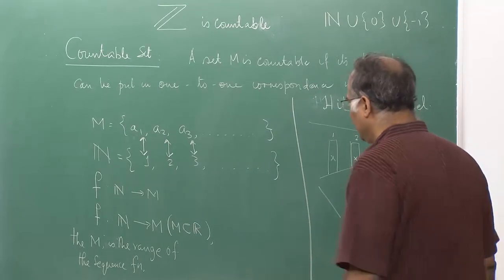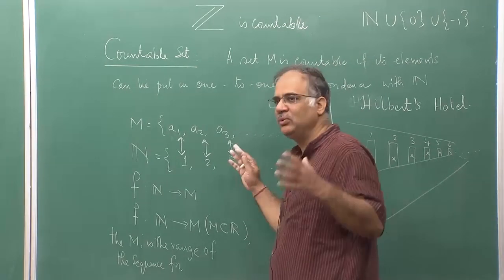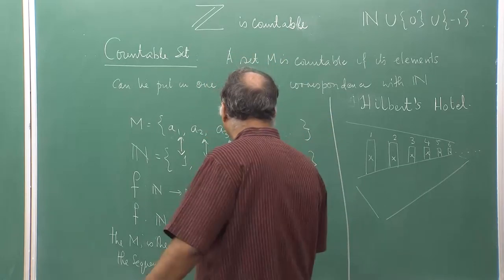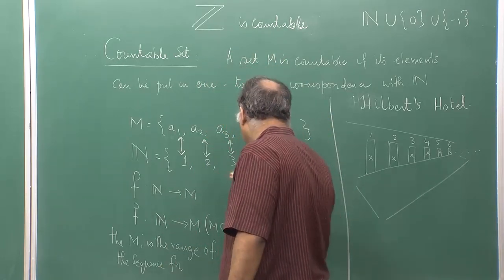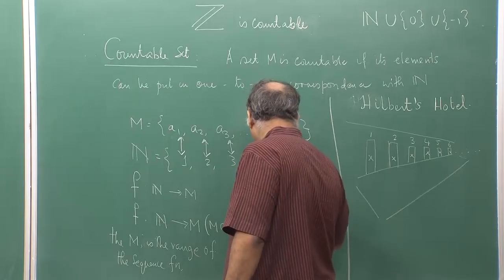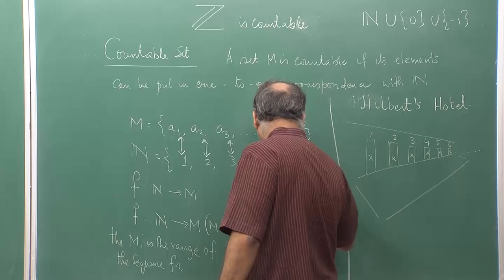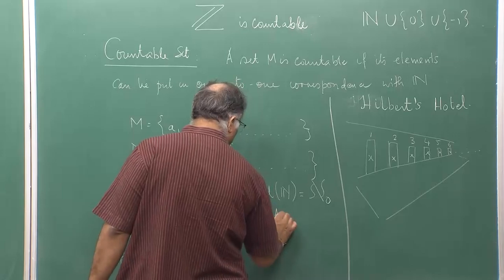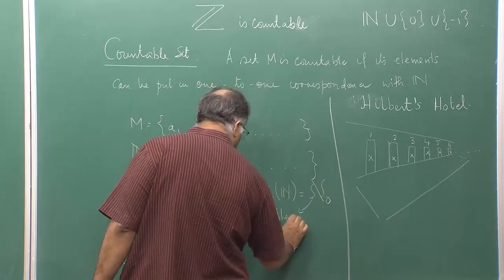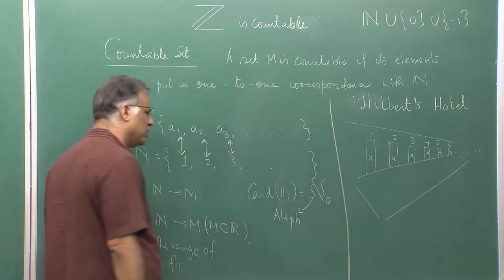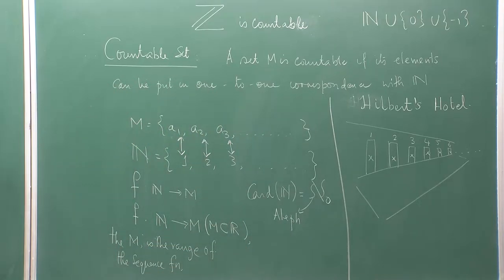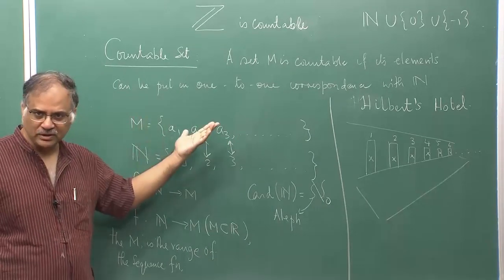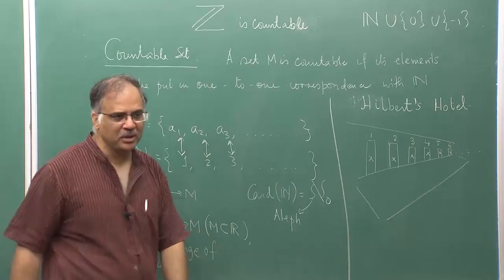He asked whether he could assign some infinite cardinality, a symbol, to the cardinality of the set N, the set of natural numbers. He wrote this using the first letter of the Hebrew alphabet, Aleph, called Aleph naught. And he said that any set which can be put in one-to-one correspondence with the set of natural numbers, that is any countable set, has the same cardinality.